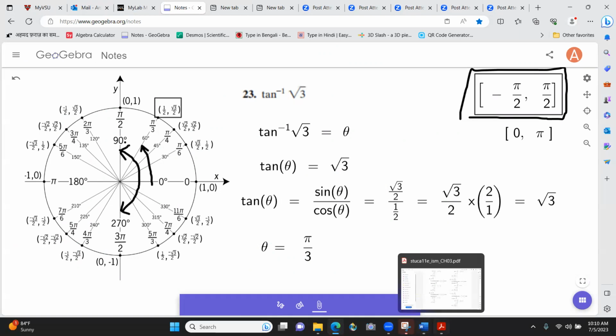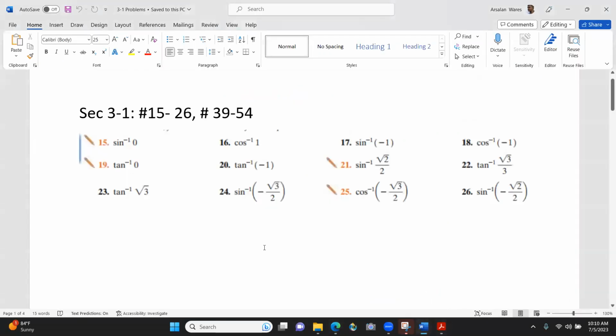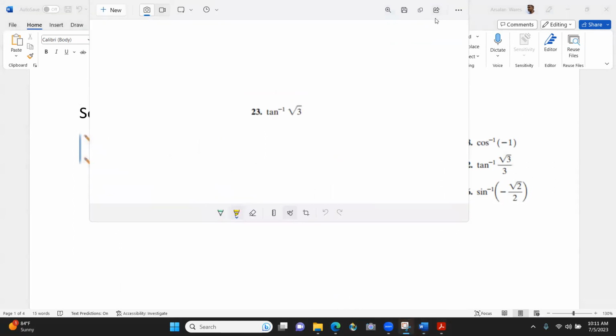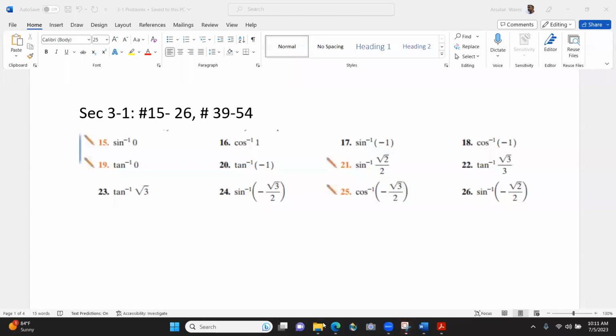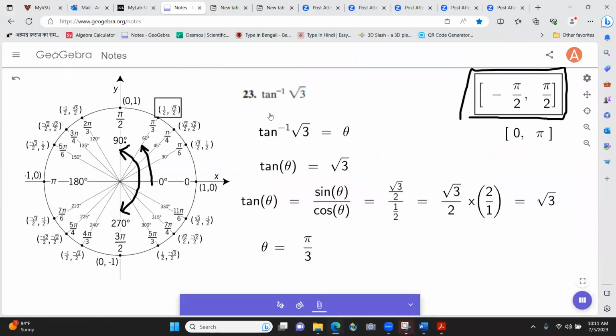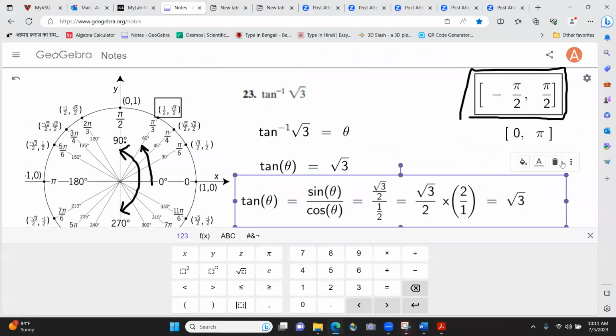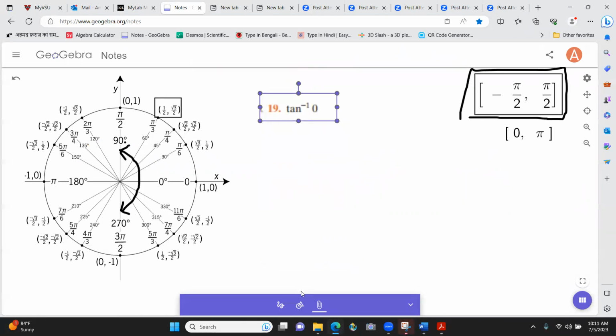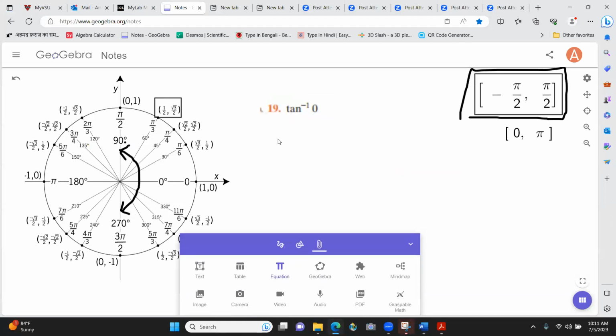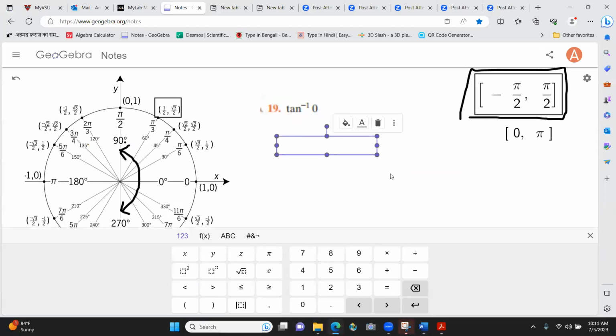Okay, so let's do tan inverse 0. That's not a bad one. Tan inverse 0 is not as simple as sine 0, cosine 0. Why? Sine 0 and cosine 0 can be determined from the unit circle. Tan 0 cannot be. I do know one thing: because we're talking about tan, we are in the first or the fourth quadrant.